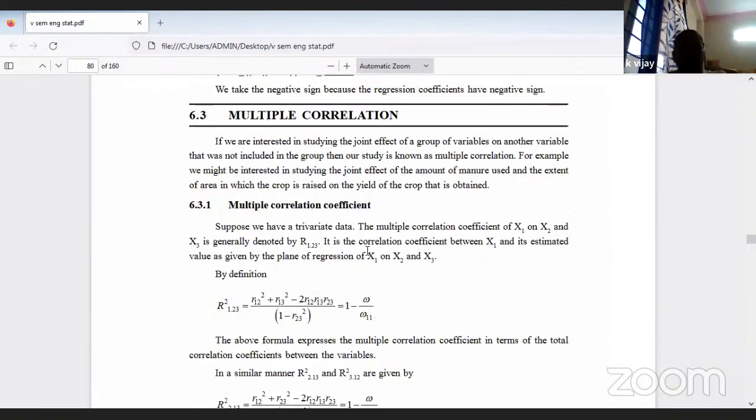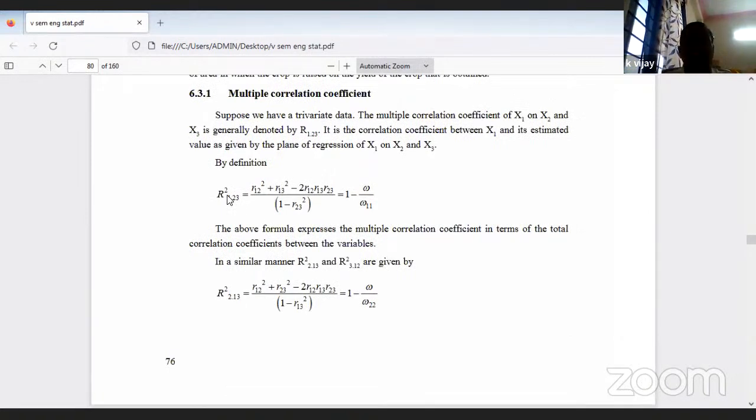Multiple correlation, a very important topic. The joint effect of a group of variables on another variable that is not included in the group is studied by multiple correlation. For example, we might be interested in studying the joint effect of the extent of area and the crop rate on the yield of the crop. Trivariate data means x1, x2, and x3. The multiple correlation of x1 on x2, x3 is denoted by capital R1.23, the correlation between x1 and its value given by the plane of regression of x1 on x2, x3.